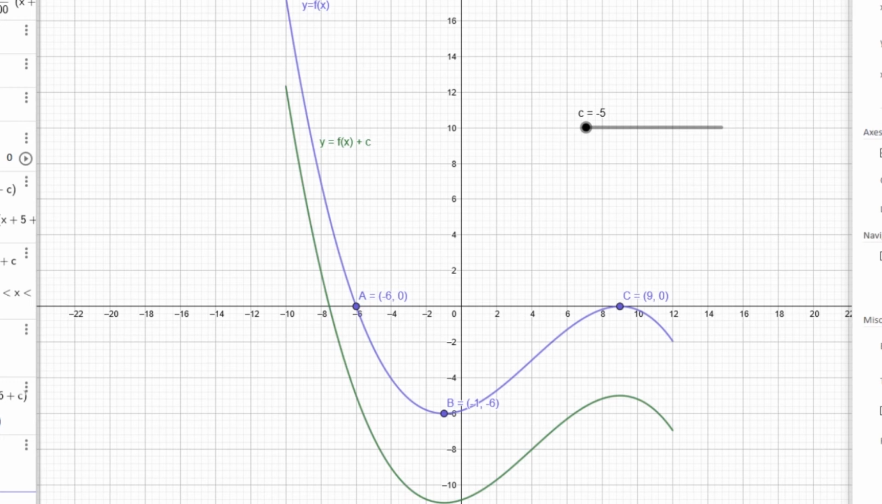And if we look at the coordinates of where A, B and C have moved to, then in every case the y coordinate had 5 subtracted from it. (-6, 0) has moved to (-6, -5). (-1, -6) has moved to (-1, -11). (9, 0) has moved to (9, -5).